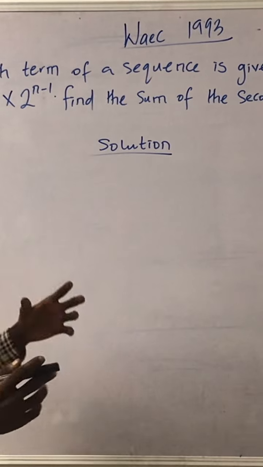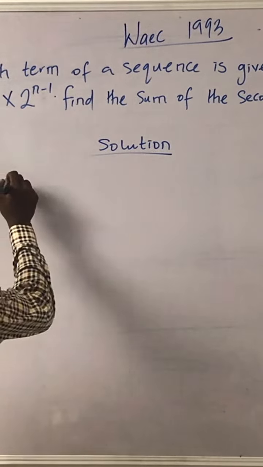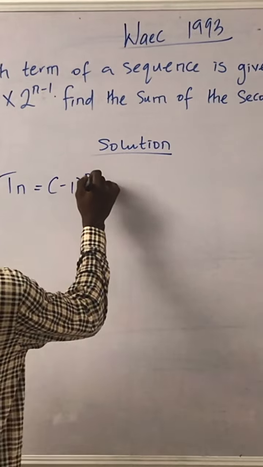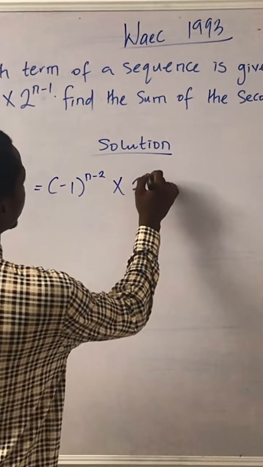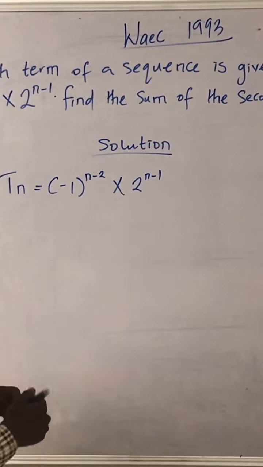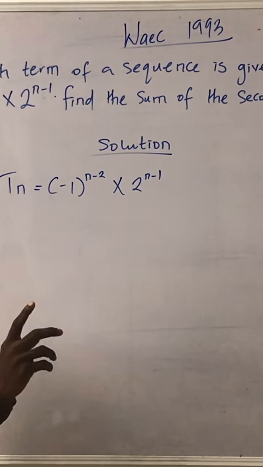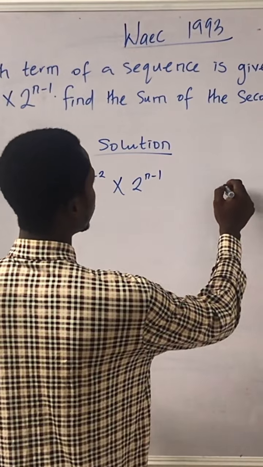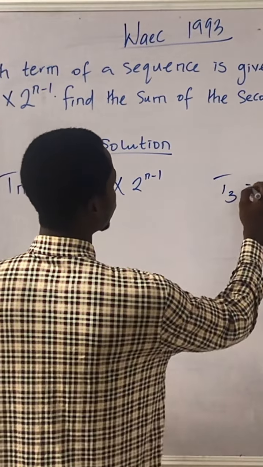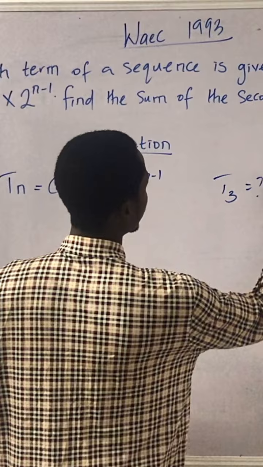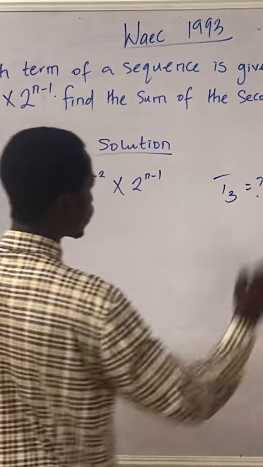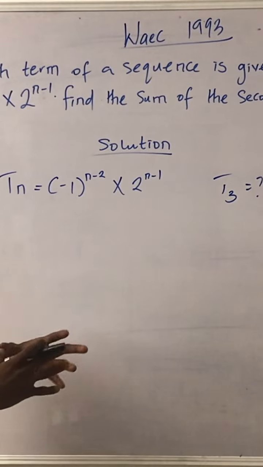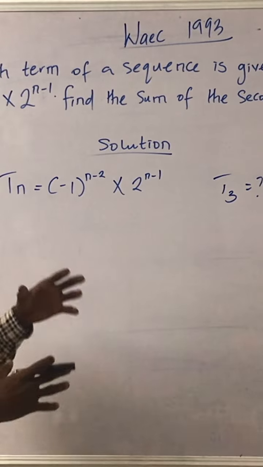First of all, they said the nth term, that is our Tn, is given to be this function: (-1)^(n-2) times 2^(n-1). And then, what were we asked to look for? We were asked to find the sum of the second and the third term. That means we have to find our T3 and our T2 as well. So after finding the values of T3 and T2, we add them together to give us the sum of the second and the third term.